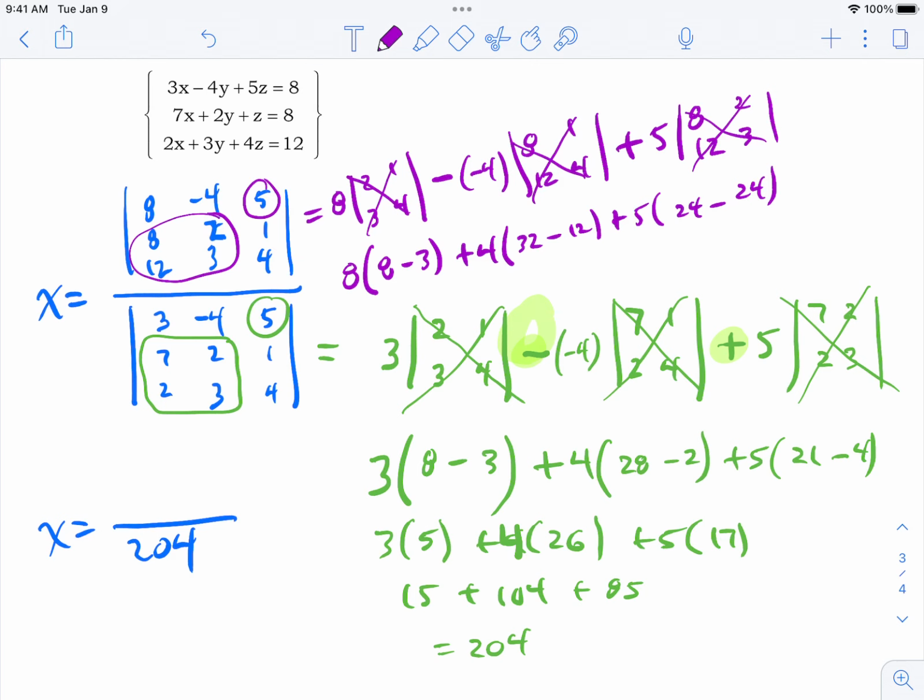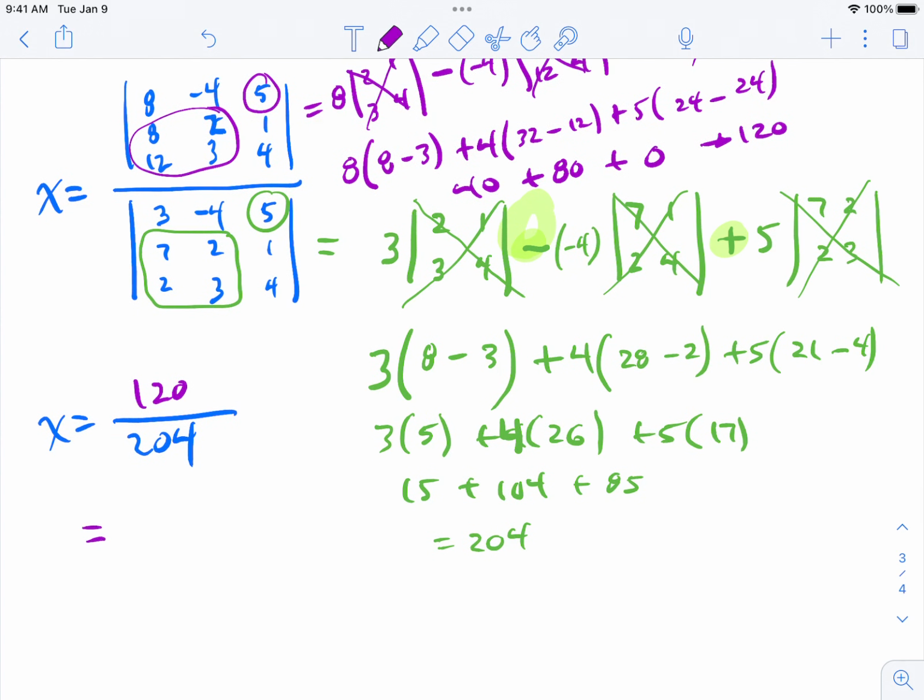Okay. 8 minus 3 is 5. 8 times 5 is 40. 32 minus 12 is 20. 4 times 20 is 80. And then this is basically 0, because 24 minus 24 is 0. So we end up with a 120. Interesting. So I got a 120 on top.